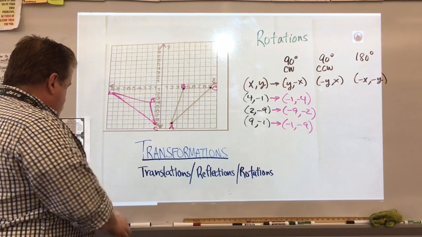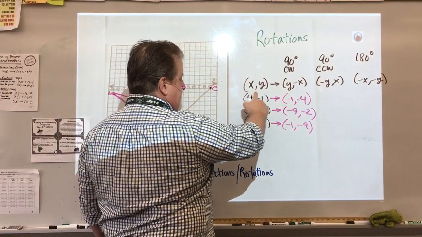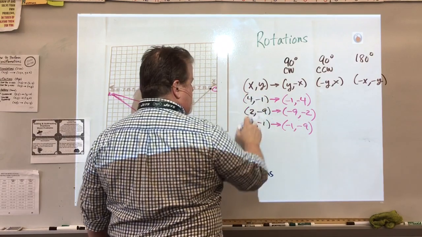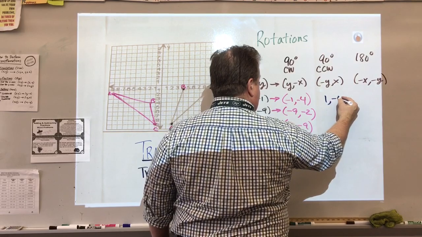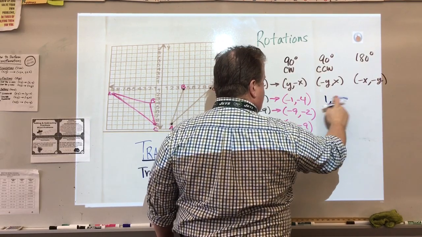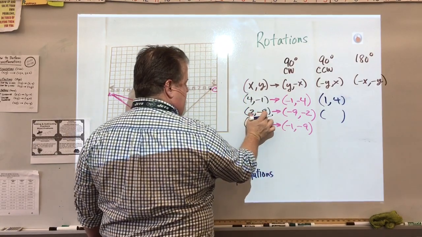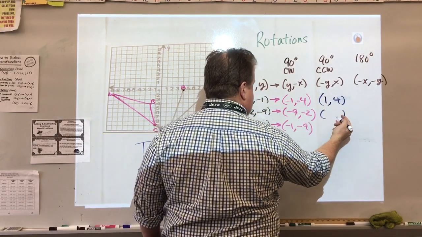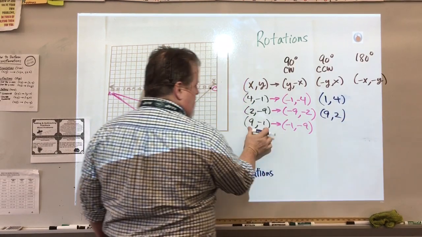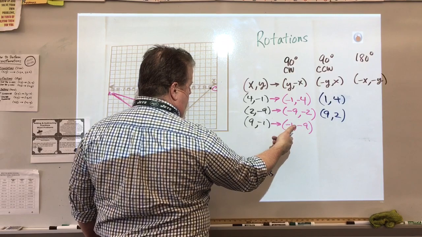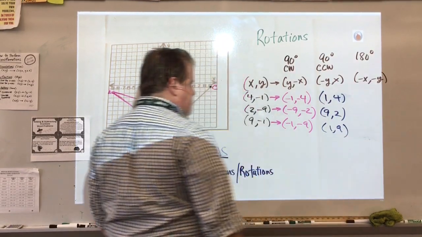So then we've got a 90-degree counterclockwise rotation, where we're going to take the coordinates x, y, flip them, but make the first value negative. So 4, -1 is going to become 1, 4. The second value, instead of 2, -9, is going to turn into -9, 2, but that's going to be negative, so it's going to be 9, 2. 9, -1 is going to flip to be -1, 9, but the -1 is going to turn positive, so it's going to be 1, 9.